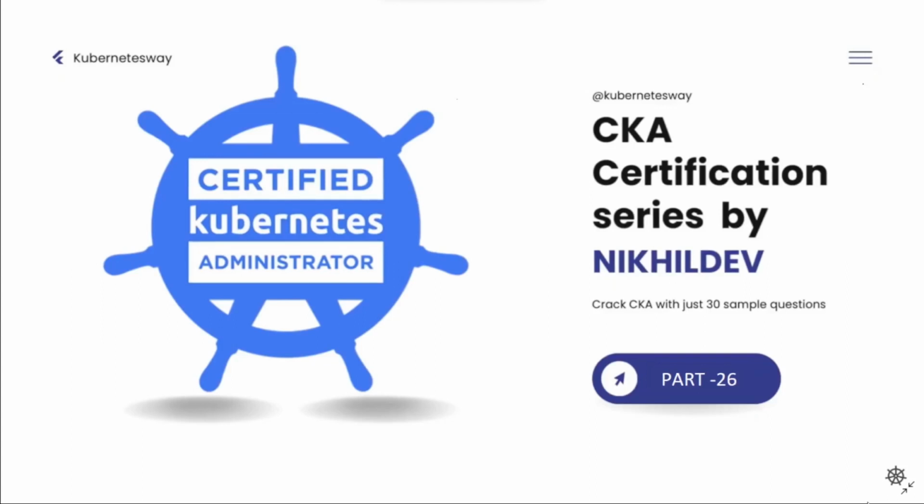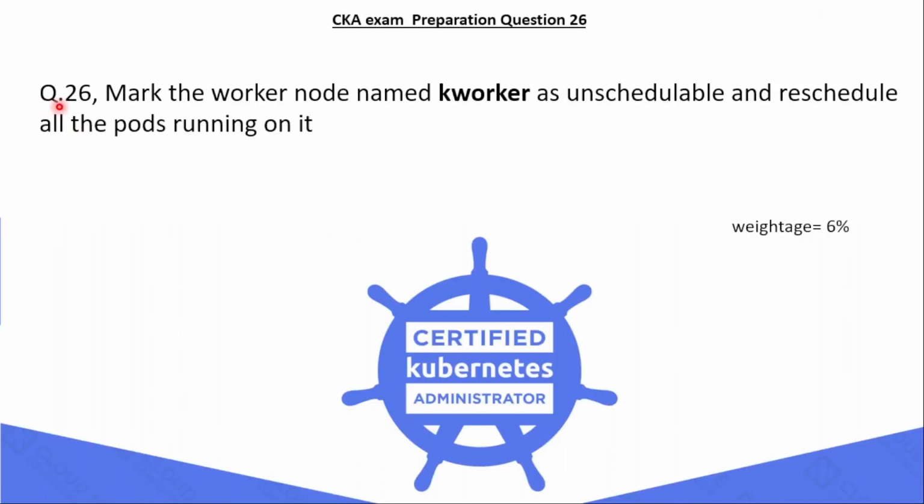In this video, we will cover a question related to draining a node. The 26th question is, mark the worker node named kWorker as unschedulable, and reschedule all the pods running on it to another node. This question's weightage is 6%. Without further delay, let's kickstart.